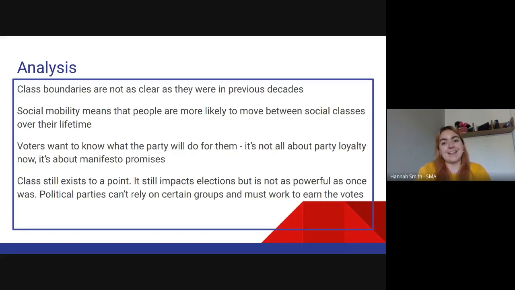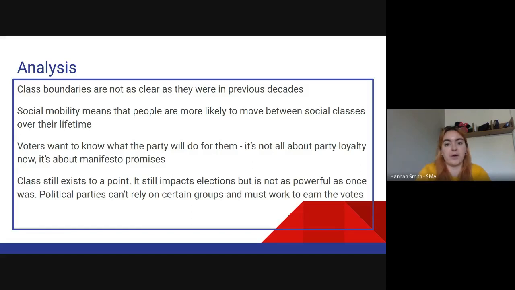When we are looking at analysis, so remember your analysis and evaluation marks, class boundaries are not as clear as they were. If you ask a lot of adults now, kind of my generation or slightly younger, a lot won't really know what their social class is. It's not as big a deal because of the idea of social mobility, the idea that it doesn't matter what you're born into or where you start out, it's what you make of your life that is where you'll end up.